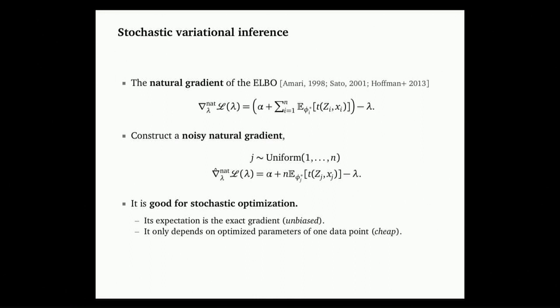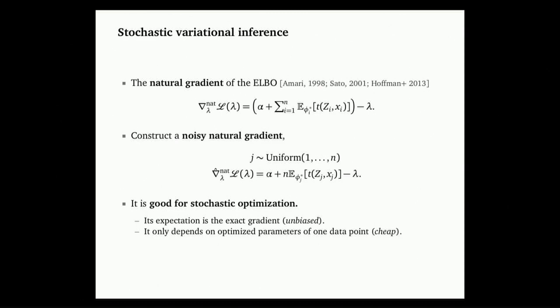And what it is, it's the hyperparameter alpha plus a sum of these expected functions of the local hidden variable and the data point, minus the current value of the global variational parameter. Okay, so this might be for a topic, for instance. Let me unpack this a little bit for you.